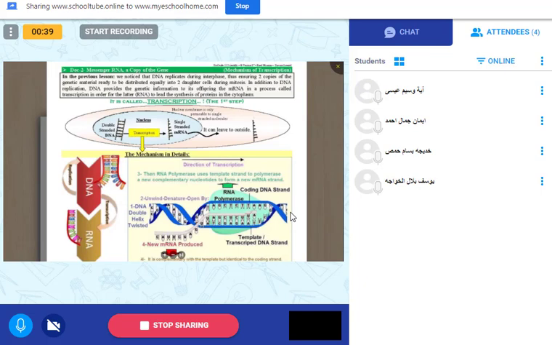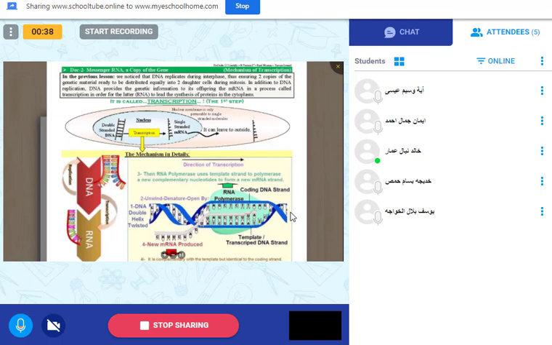Now, in the previous lesson, we noticed that DNA replicates during interphase, thus ensuring two copies of the genetic material ready to be distributed equally into two daughter cells during mitosis. In addition to DNA replication, DNA provides the genetic information to its offspring, the messenger RNA, in a process called transcription, in order for the RNA to lead to the synthesis of proteins in the cytoplasm.